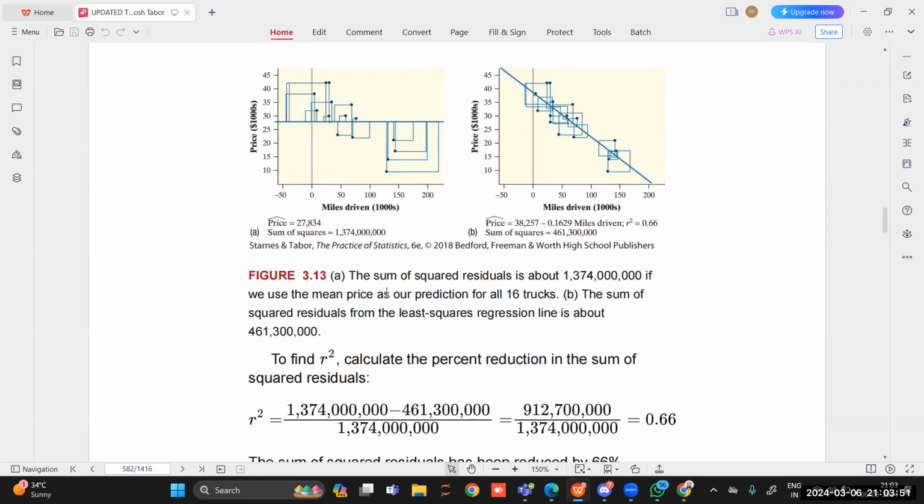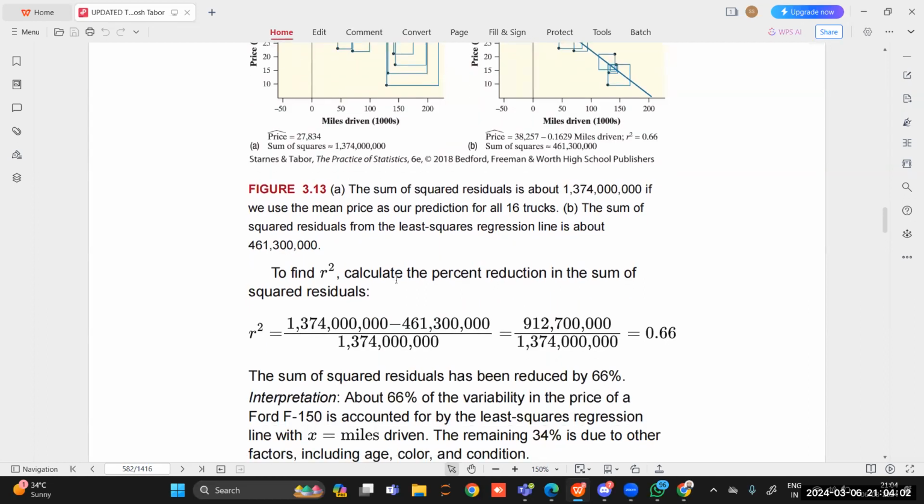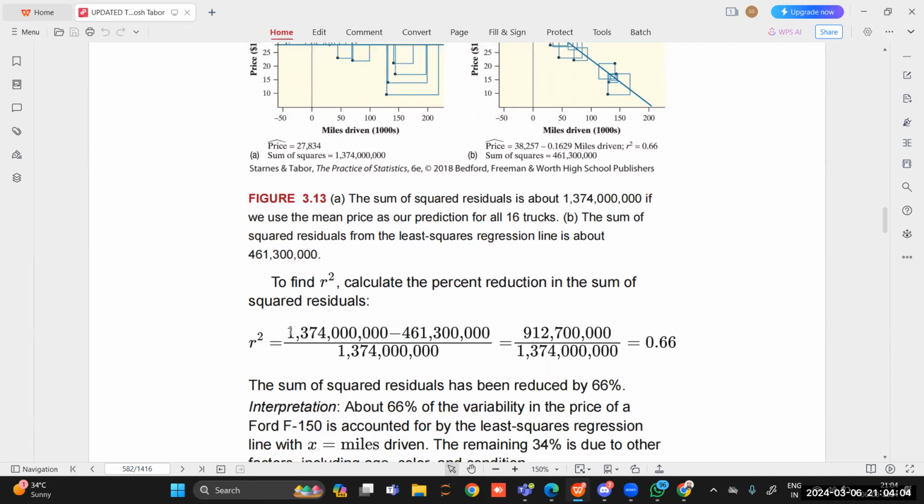1374000, if we use the mean price as our predicted value for all 16 drugs. The sum of the square residuals from the least square regression is about 461. To find the r square, calculate the percent reduction in the sum of the square residuals. So what we have done, we have subtracted this value, the sum of the square residuals if we use the mean price as a prediction for 16 drugs.